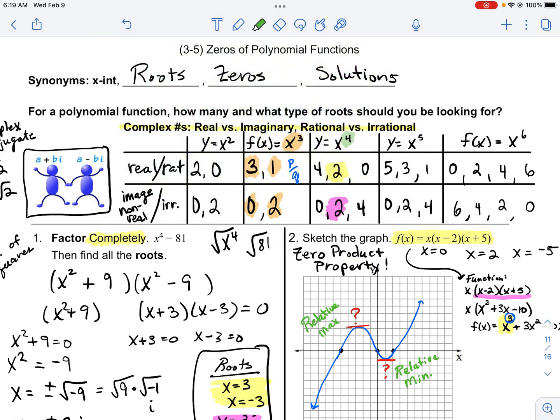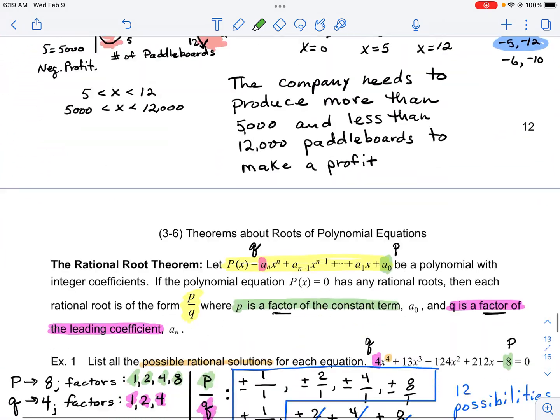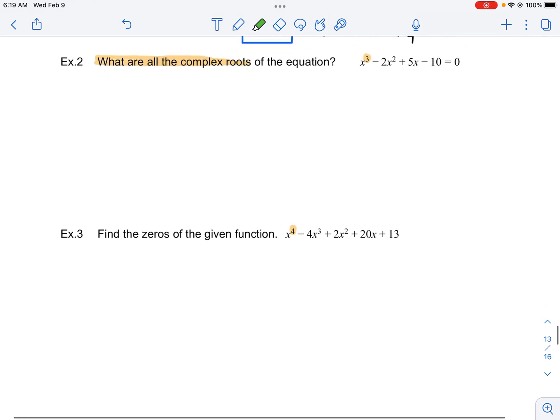So in the example 3 that we're going to do, that example, it's got an exponent of 4. So all 4 of them might be real, only 2 of them might work, and it might be the situation that none of them work. So we'll be relying on this knowledge as we move to the next questions. So we'll go back to example 2 here.